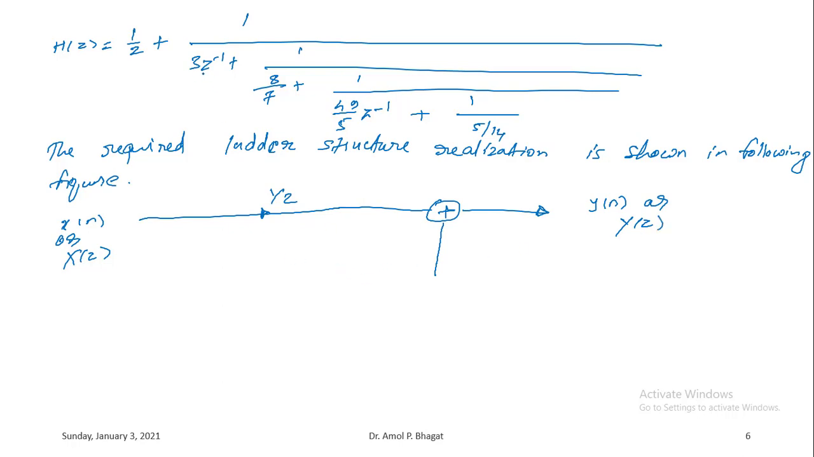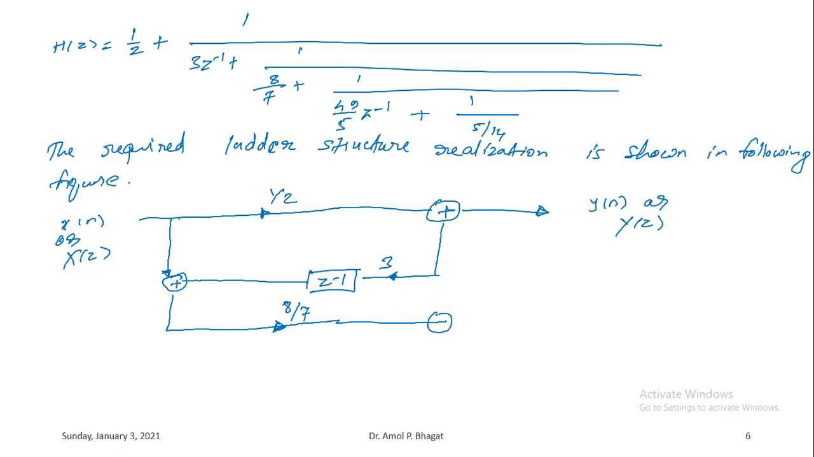But next, 3Z inverse is there, so I'll use one constant multiplier for multiplying with 3. Then I'll take a delay element, that is Z inverse, and then again this value will be added. So it is again added here with 8 by 7. As it is in the numerator again, you will need only a constant multiplier at that point, a constant multiplier which multiplies 8 by 7.